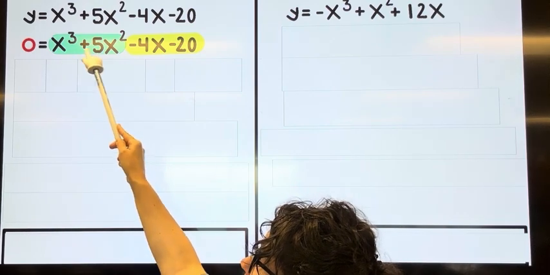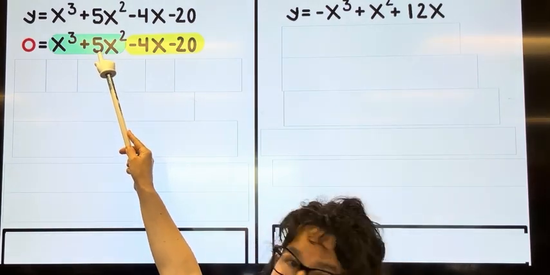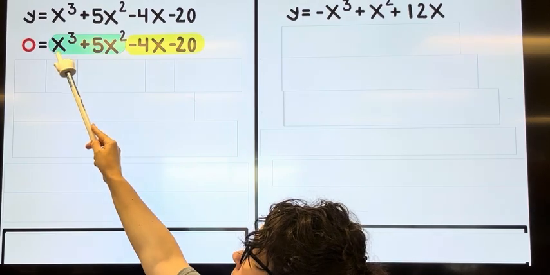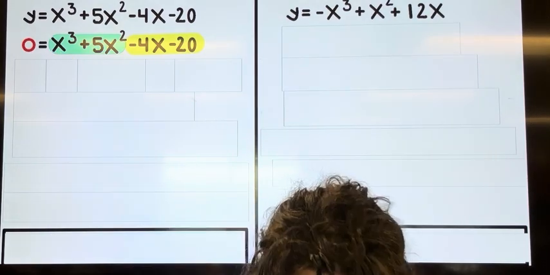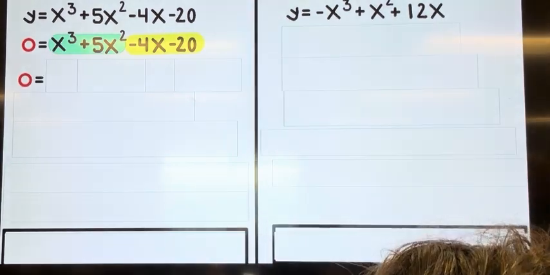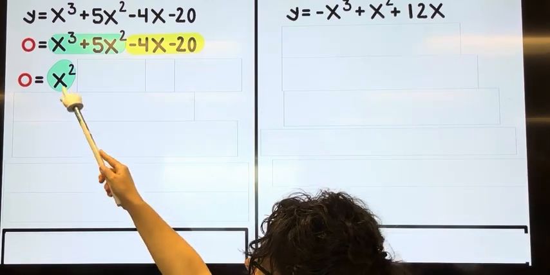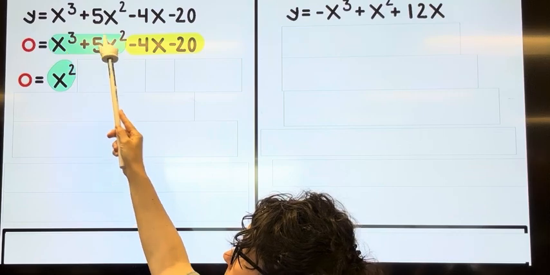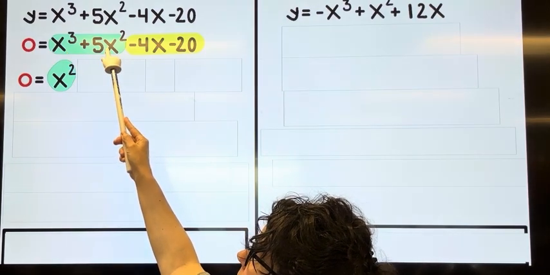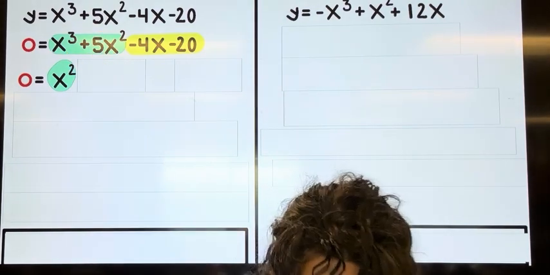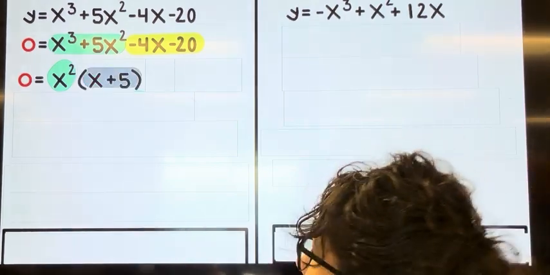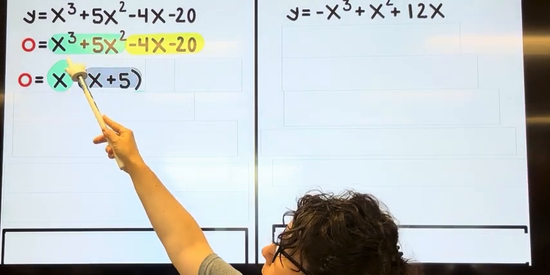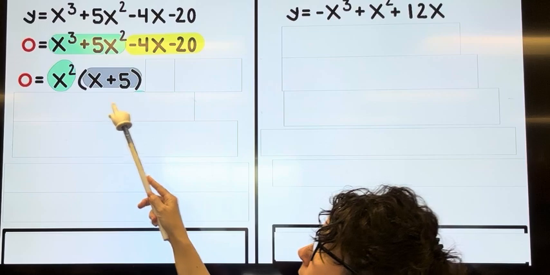I'm grouping the front 2 together, and I'm looking what's in common to both of those. They both have an x to the second power, so starting there, if I take out an x to the second power out of x to the third, I'm left with x. Take out an x to the second out of 5x squared, and I'm left with 5. So I have x squared multiplied by the leftover x plus 5.